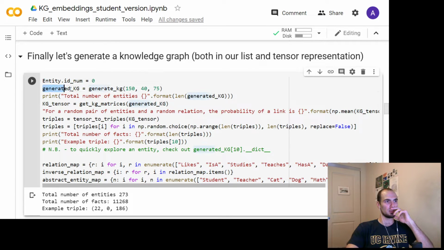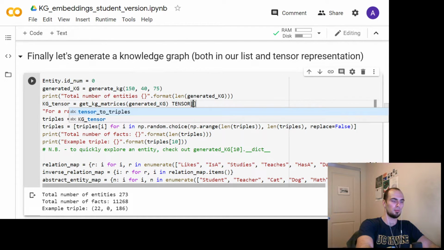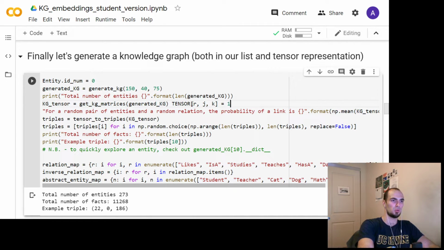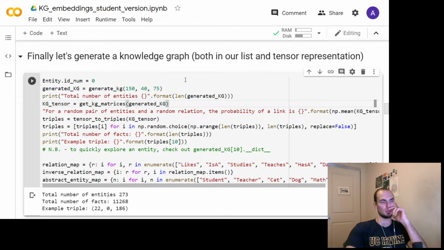So we have generated this knowledge graph, which is a list of entities, and then we transformed it into a tensor form. The way it works, we just have a 3D matrix. The first dimension is the number of the relation, the second dimension is the number of the entity, and the third dimension is the number of the second entity. So if the tensor of r, j, and k is equal to 1, it means that the jth and kth entities are related using the relation r. Otherwise, it's going to be equal to 0. So that is the tensor representation for the knowledge base.